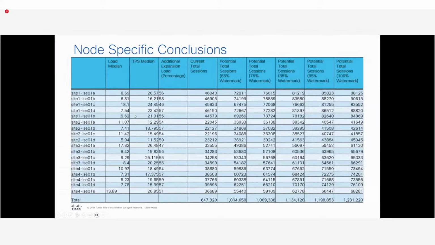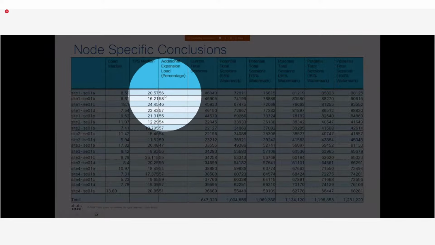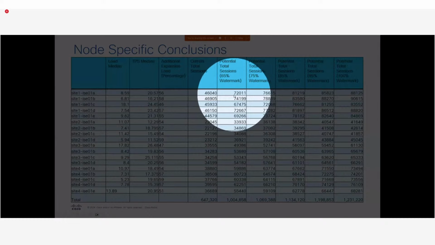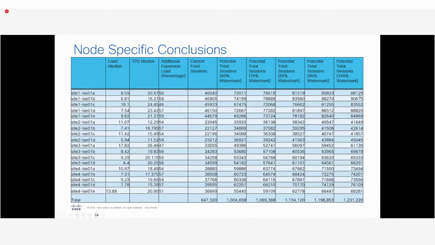And I can say, okay, if I extrapolate upon this, now if I assume that at the current load, at the 44% load that I currently have with 56% additional expansion, now what does this look like if I want the 65% watermark, 75, 85, 95, and 100?